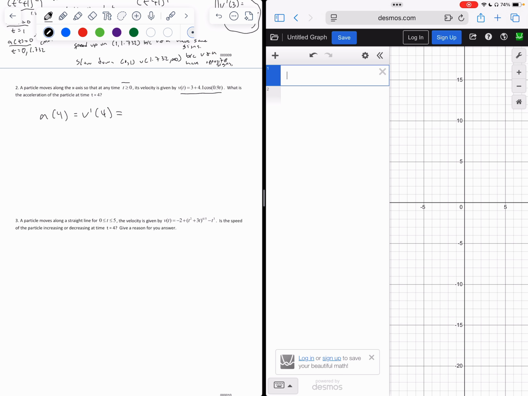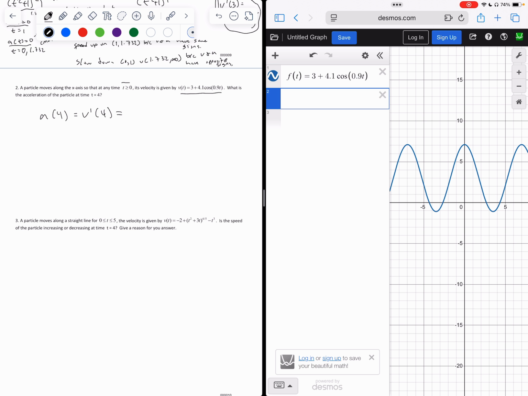Now, we are going to use f of t equals, and I'm just going to type it in, 3 plus 4.1 cosine 0.9t. And there's my graph. I want to find the derivative of the velocity at 4. So if I just go down to the next line, all I have to do is type in f prime of 4, and I get 1.6329. I'm going to round it to 1.633 because we like to round to 3 decimal places here.